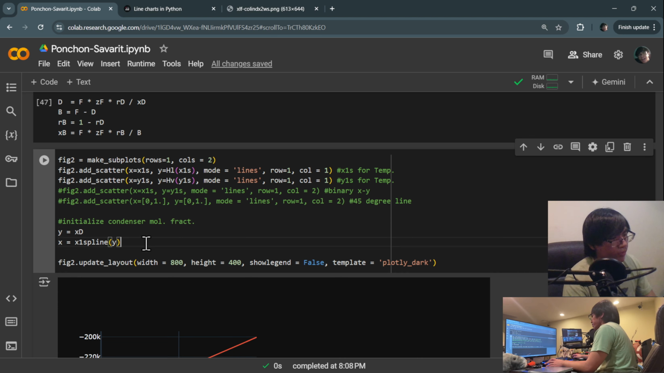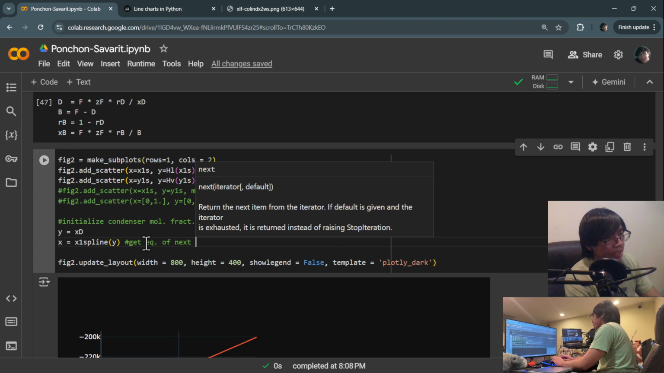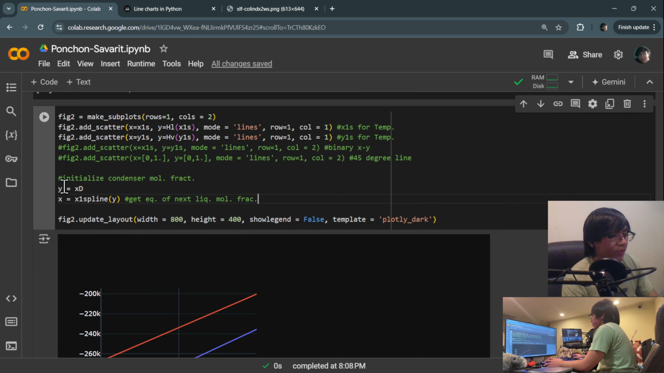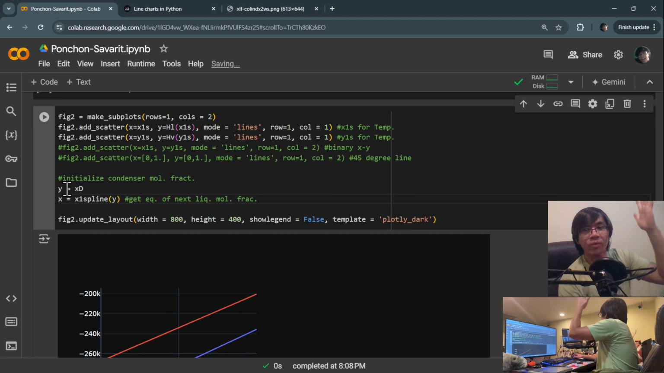I'll keep it together for now. So this is getting the equilibrium of the next liquid mole fraction. If this is y1, this has to be x2. So it's coming from this, I guess, the x1. I'm sorry, yes. If it's from the same stage, then the subscripts match up. If you know y1, then you know x1 coming from the stage below.